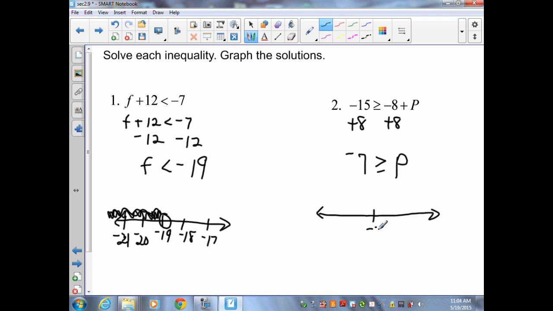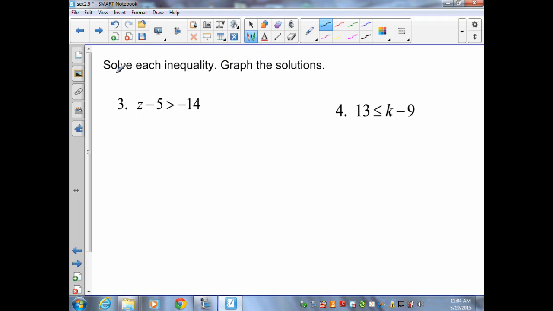Negative 7, negative 6, negative 5, negative 8, negative 9. Less than or equal to, so that is a closed point. And p is less than negative 7, so I will shade to the left. Next, I want to solve each inequality. Again, graph the solution. Number 3, z minus 5 is greater than negative 14.